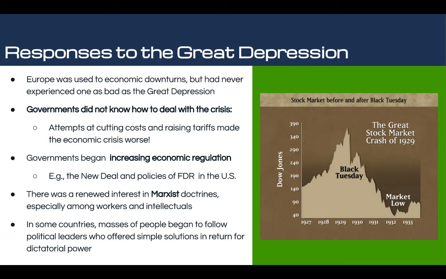There was also in these countries a renewed interest in those Marxist ideals of communism. And so these Marxist doctrines were especially championed by workers and intellectuals who hoped that this would create a more equal society and solve the financial crisis. And in some countries like Italy and Germany and Argentina and Brazil, masses of people begin to follow political leaders who offer very simple solutions in return for a lot of power. And this is seen with Mussolini and Hitler especially.